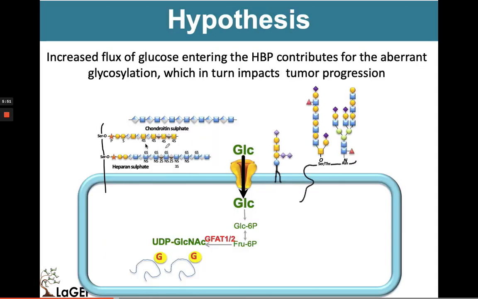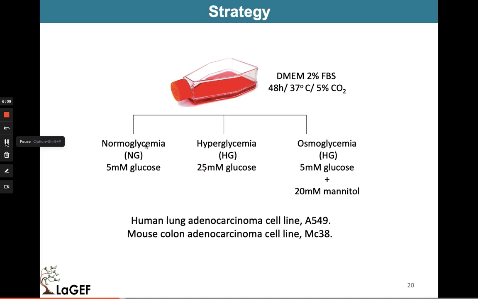Therefore, our hypothesis is that increased flux of glucose entering the hexosamine biosynthetic pathway contributes to the aberrant glycosylation, which in turn impacts tumor progression. To test our hypothesis, we used epithelial cells grown under normoglycemia, which was 5 millimolar glucose, hyperglycemia, 25 millimolar glucose, and osmolarity control using 20 millimolar of mannitol.